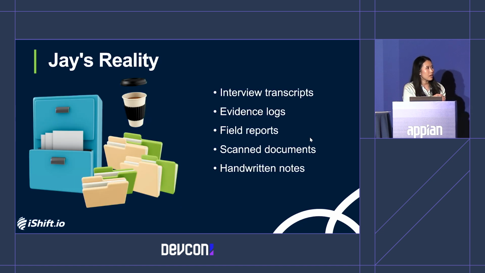On a regular day, Jay is juggling around 72 cases. He has to review 500 files, and he's also conducting like 18 interviews, and of course he's drinking 4 cups of coffee to just get him through it. With each case, he has to look through interview transcripts, evidence logs, field reports, and just a whole bunch of notes.